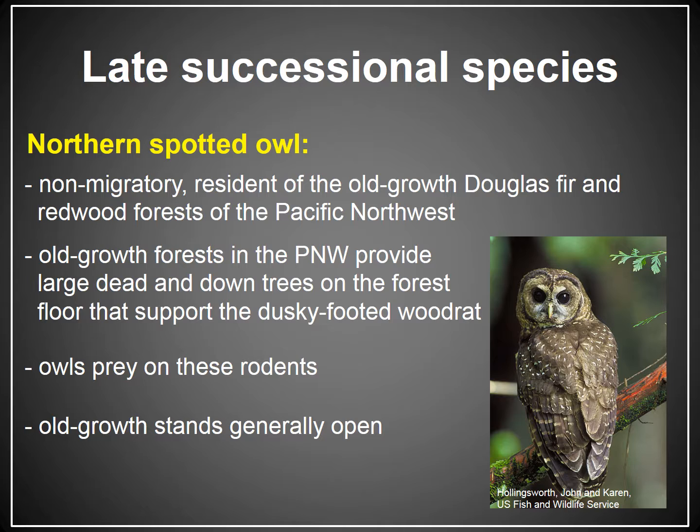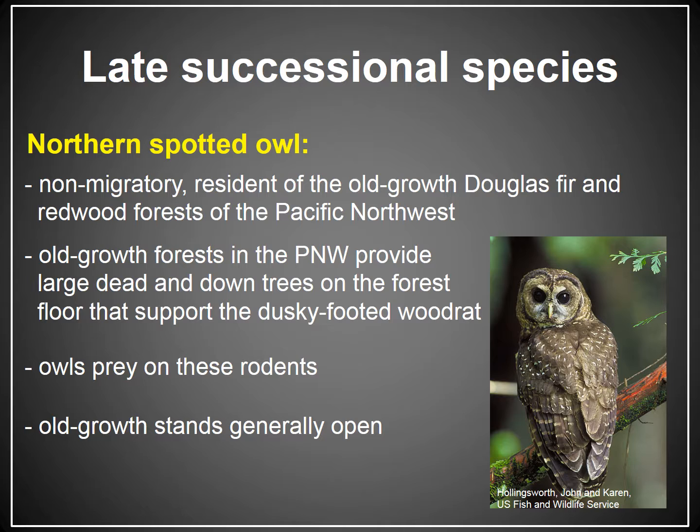On the other end of the spectrum is this little critter here, the northern spotted owl, an endangered non-migratory resident of old-growth forest in the Pacific Northwest, reliant on late successional forest. The northern spotted owl preys primarily on the dusky-footed woodrat in a late succession or old-growth forest setting.